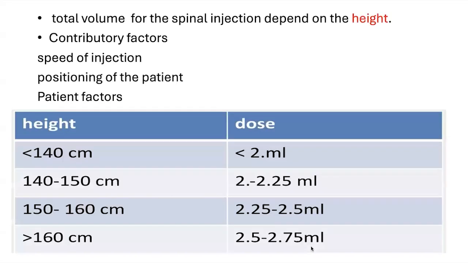The volume that we are going to use for a spinal injection depends on the height and also on the patient as well. We have to remember the gravid uterus is adding pressure to the spinal canal, so the subarachnoid space is also shrunken. So we should think about giving a smaller dose compared to an otherwise normal patient.